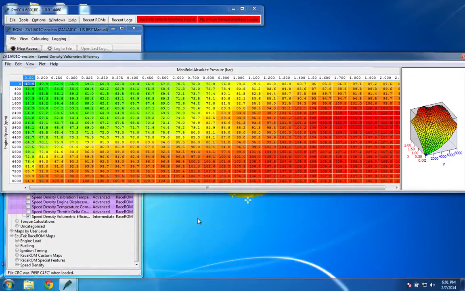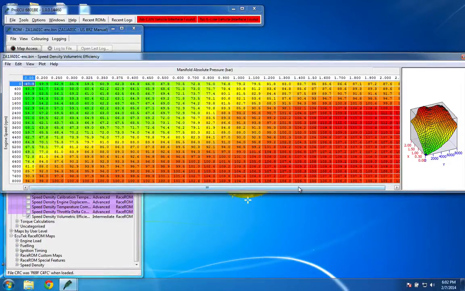So you can see here in this case you have across the x-axis manifold absolute pressure, and on the y-axis you have engine speed, and the values of the cells are an estimation of the engine's volumetric efficiency. Now the benefit to this is that there's no upper limit. You don't have a sensor to max out, so you can pretty much run it up as high as you want. Now, there is one little caveat with that.